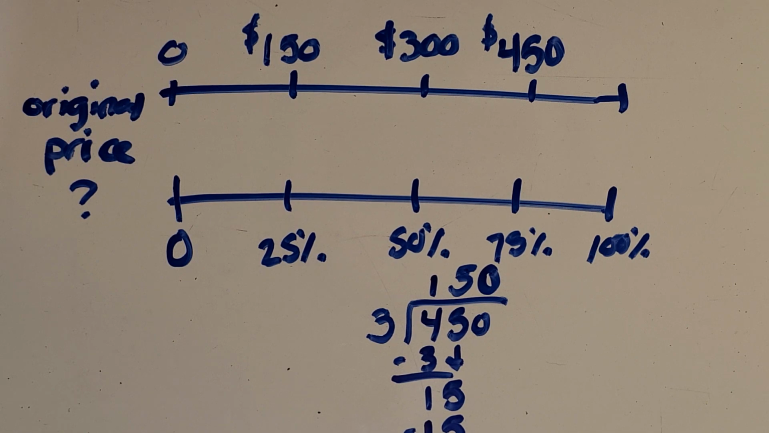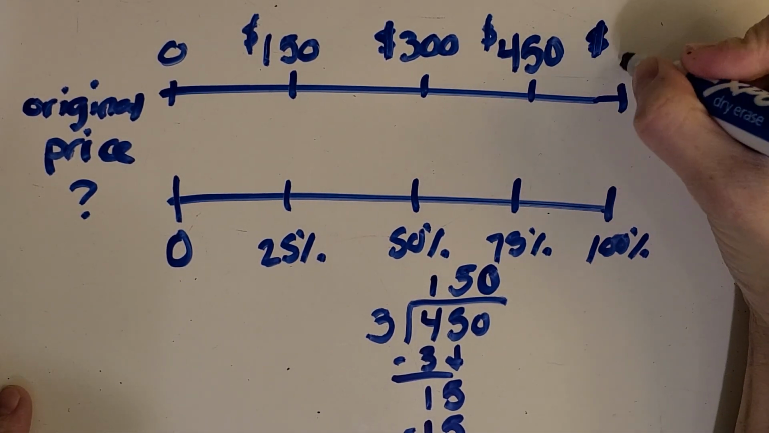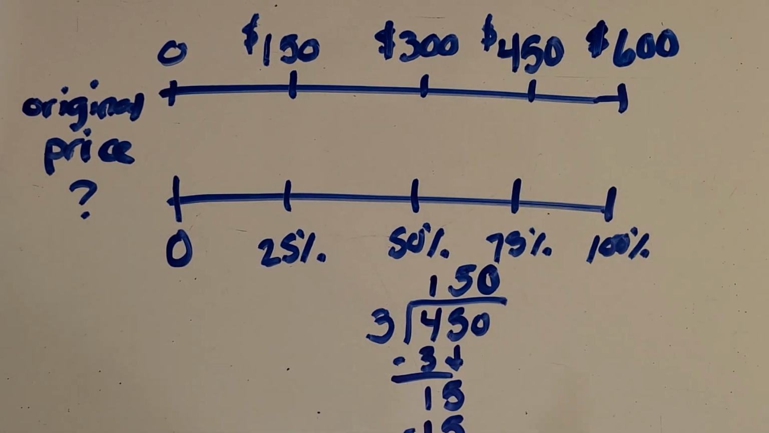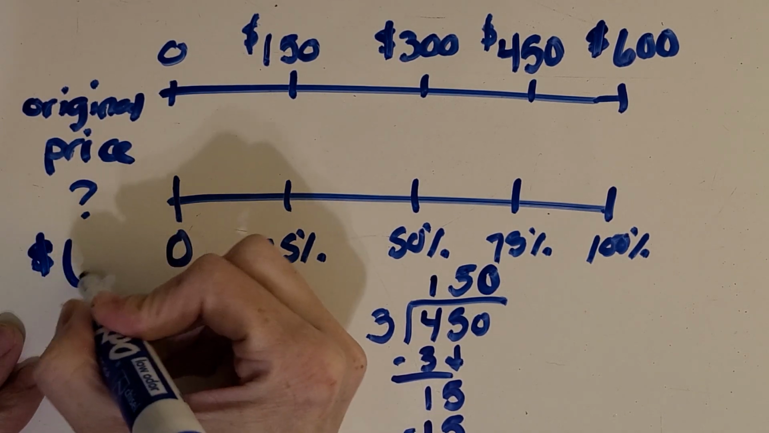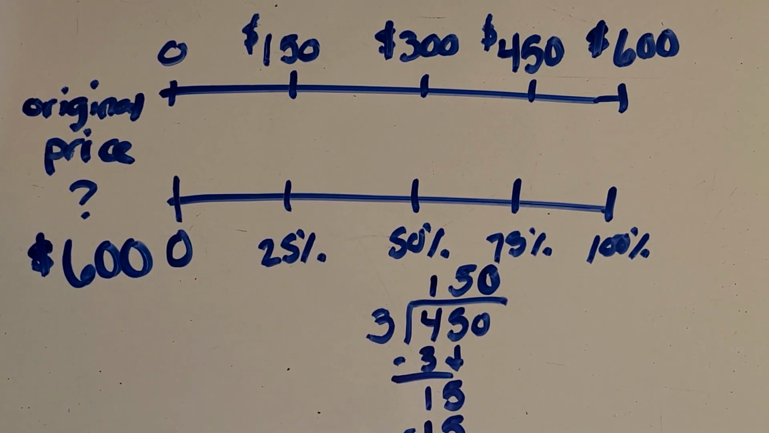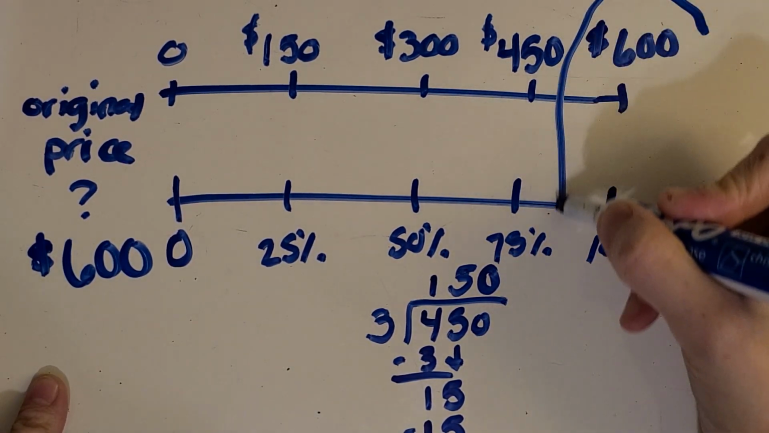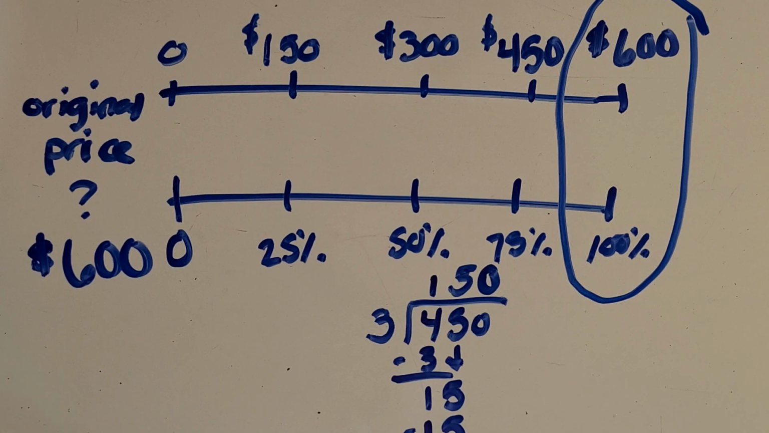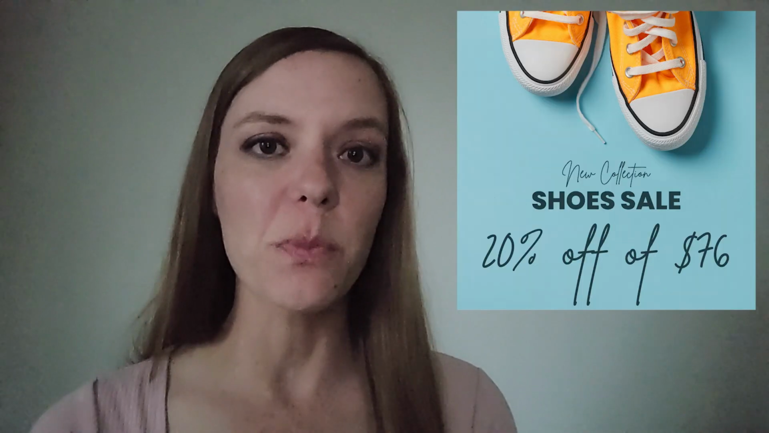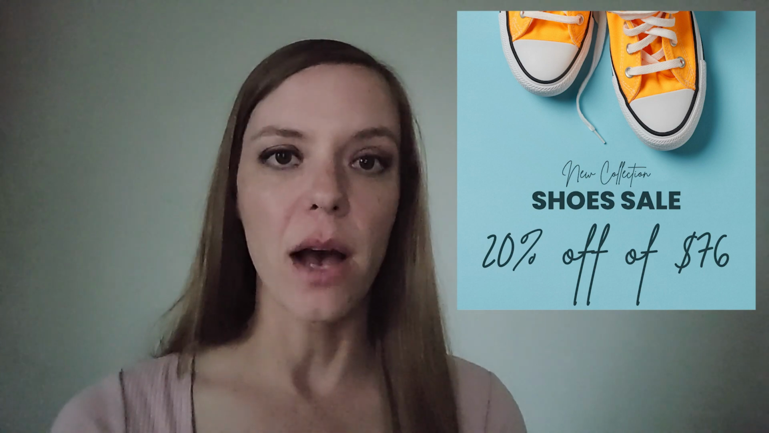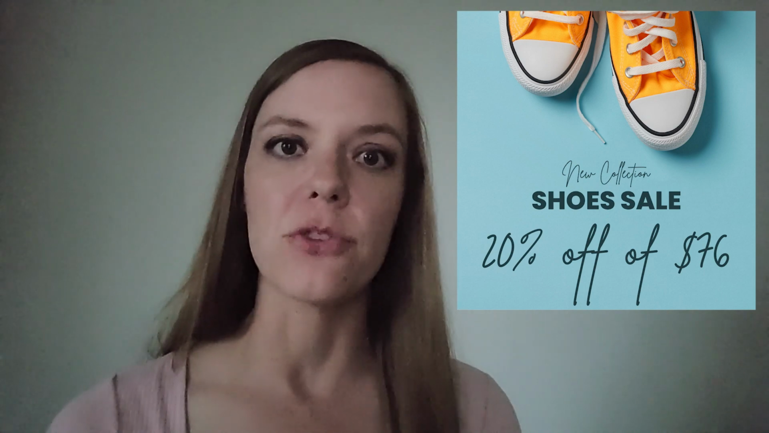All right, what do you get? Okay, good, 600. So what does that mean? Do we know the original price now? Okay, yes we do. It is $600. That 100% mark. Okay, great job.